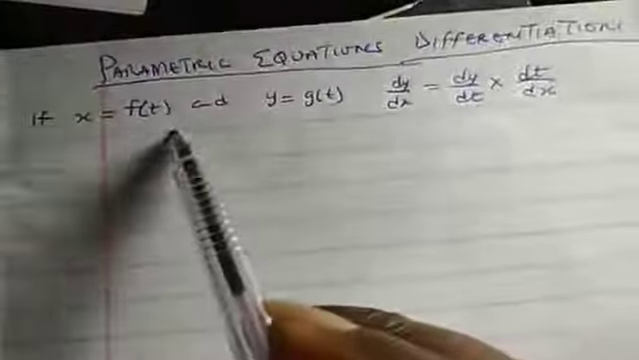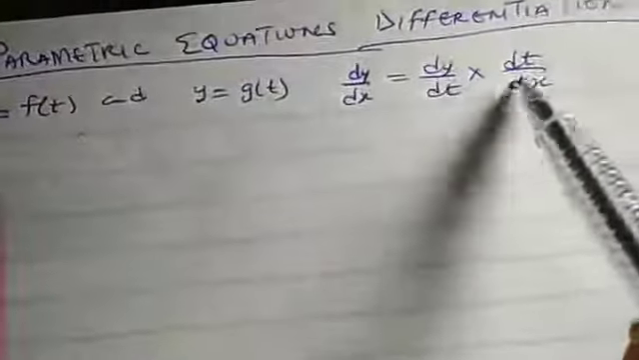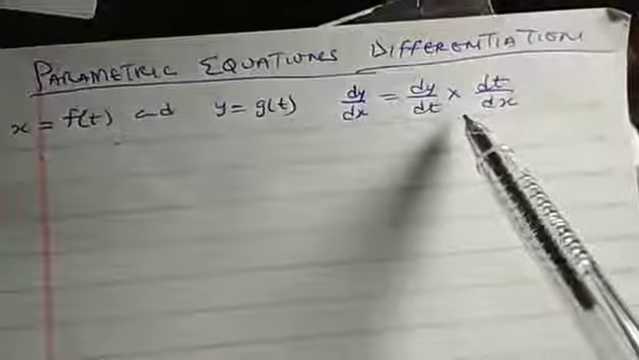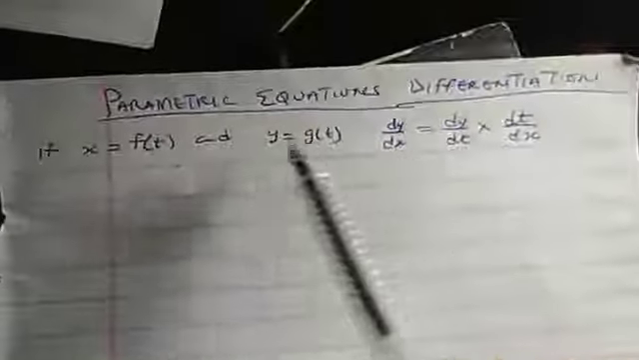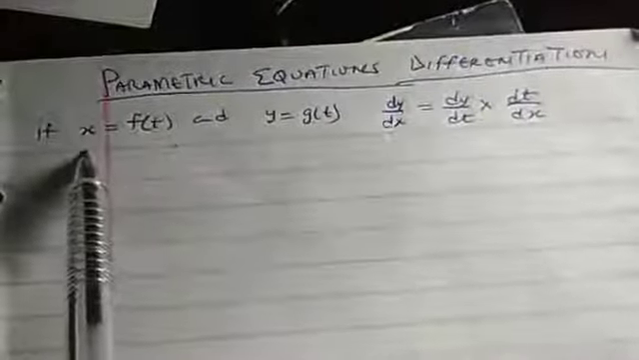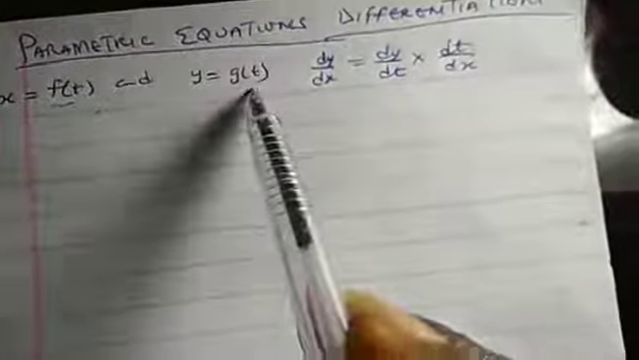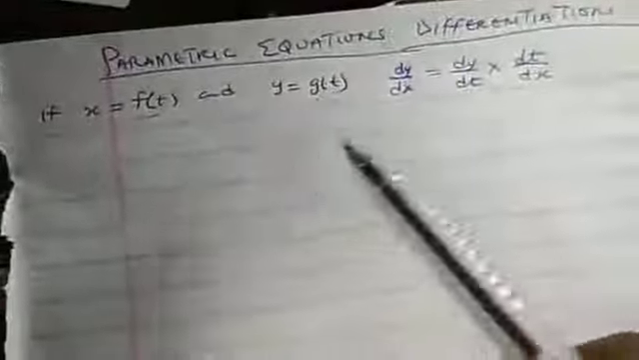Parametric equation differentiation. If x is equal to f of t and y is equal to g of t, dy/dx is dy/dt times dt/dx. It sounds or looks like the chain rule, but it's not the chain rule. What we are saying is that if x is a function of a variable t and y is another function of the variable t, then that is when we have parametric equations. And we use this formula to differentiate it.